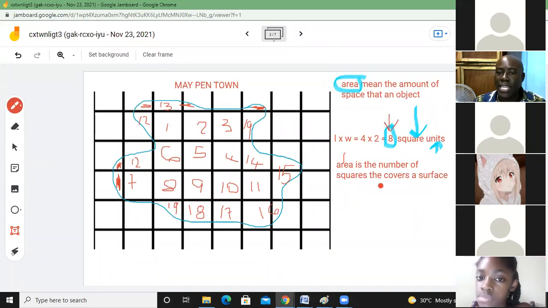Because they said, oh, 42 is 8 square units. And you really don't know that it means there were 8 squares in that figure. So we're saying that right now the area of the map would be 19 squares. And then you tell the unit after.